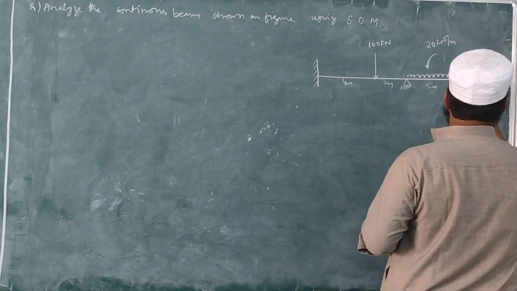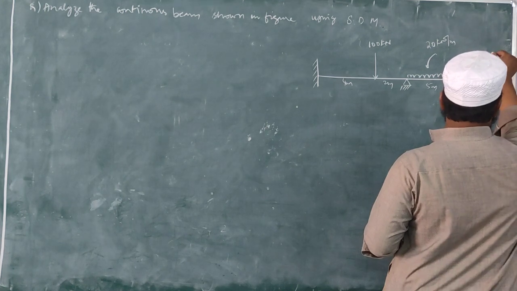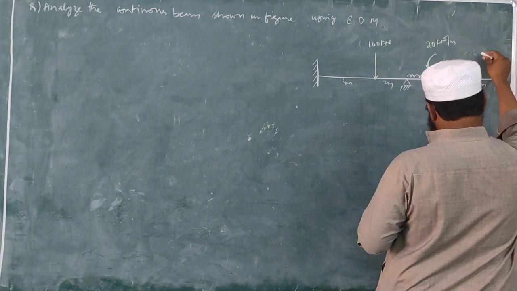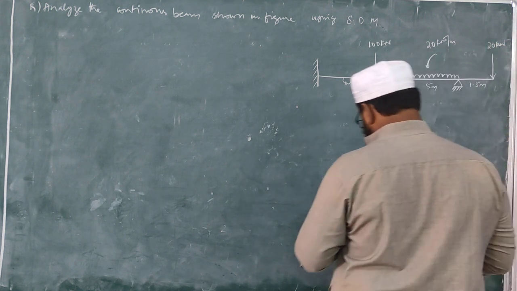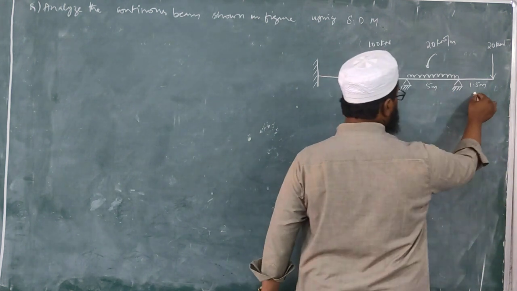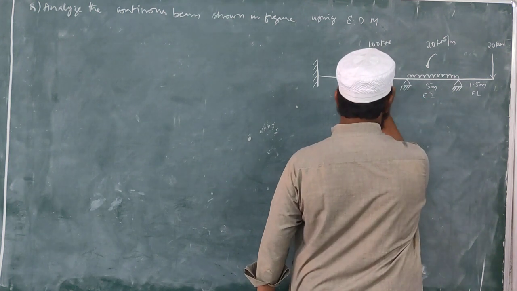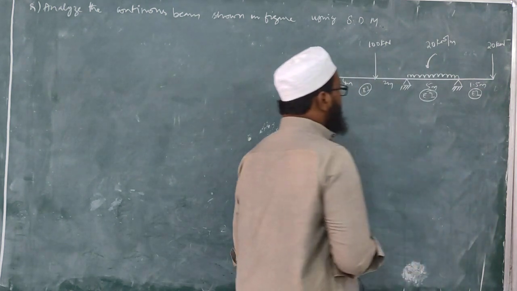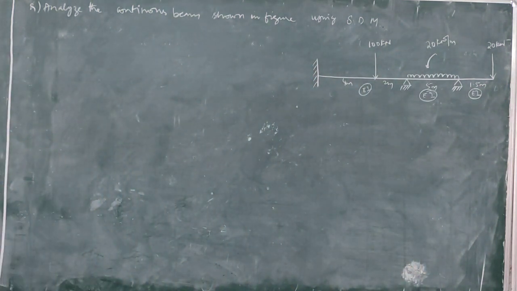Along with that, we have one small portion of cantilever, and here we have a point load of how much? 20 kilonewton. Yes, and here it is EI and EI. Okay. So this is the beam given in the question. You can copy down.